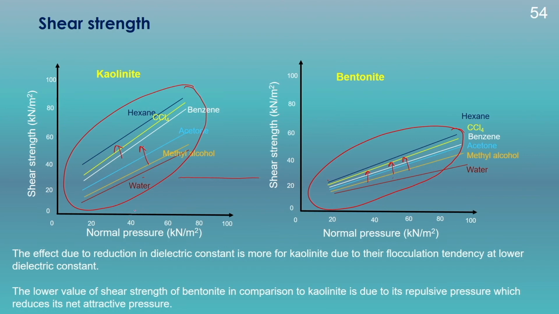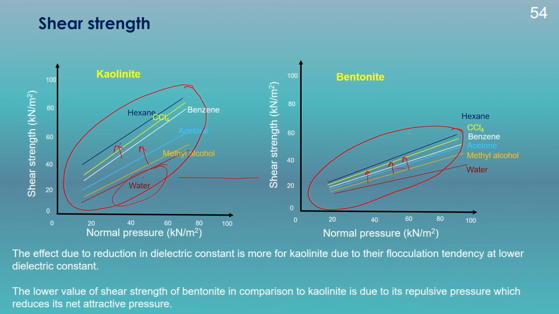Since for kaolinite the fabrics control its behavior, with decrease in the dielectric constant, the net attractive forces will keep on increasing, and as net attractive forces keep on increasing, the structure becomes more flocculated, and therefore, the shear strength will be more. As the kaolinite will be more flocculated with the decrease in the dielectric constant, the shear strength of the flocculated kaolinite will be more in comparison to the kaolinite with a lesser amount of flocculated structure.